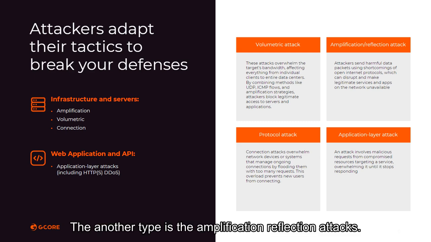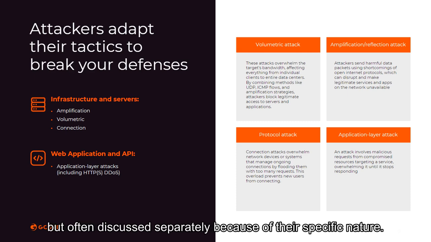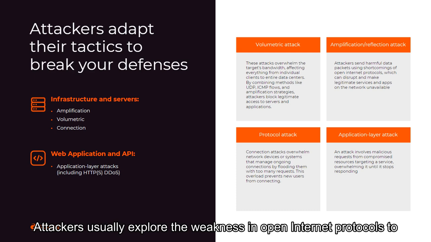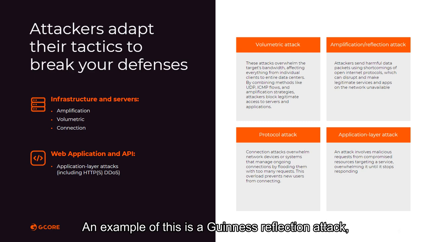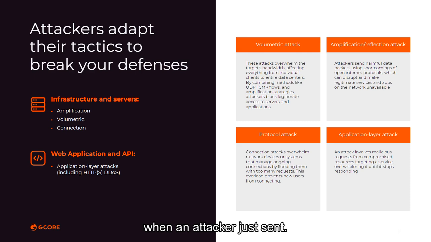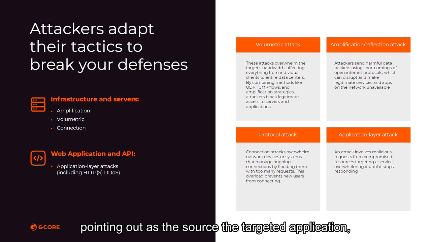Another type is amplification reflection attacks. It's a kind of volumetric attack, but often discussed separately because of its specific nature. Attackers usually exploit weaknesses in open internet protocols to send harmful data packets, making legitimate services and apps on the network unavailable. An example of this is a DNS reflection attack, when the attacker sends malicious requests to a DNS server and forges the source IP address of that request, pointing to the targeted application as the source, the application which the attacker wants to attack.